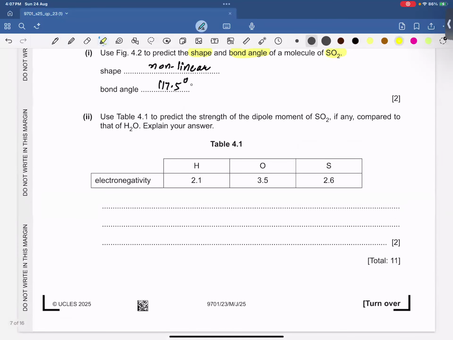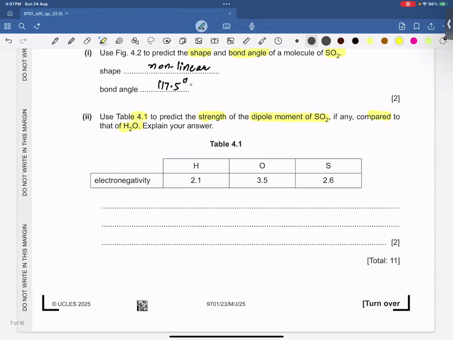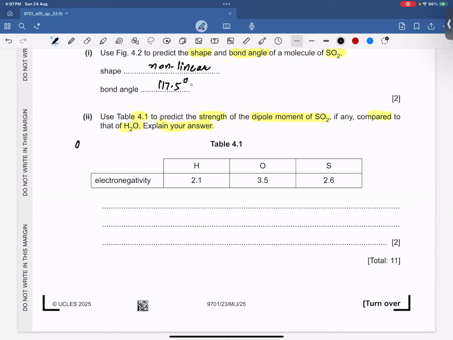Use table 4.1 to predict the strength of the dipole moment of SO2, if any, compared to that of water. Explain your answer. This is the bent shape geometry of water. This is the bent shape geometry of sulfur dioxide. Both of them have bent shape geometry, but here is the dipole moment of oxygen hydrogen bond. Oxygen has an electronegativity of 3.5. Hydrogen has an electronegativity of 2.1. So the difference between these two is 1.4. So the dipole moment value of each OH bond is 1.4. Here we have 1.4. Here we have 1.4.